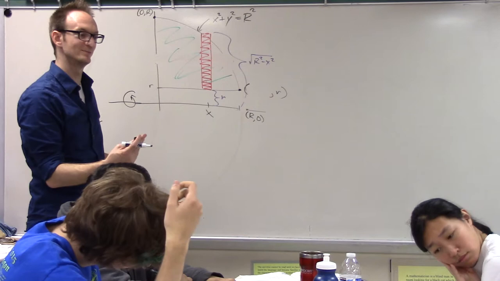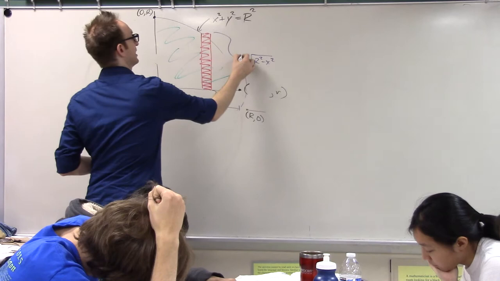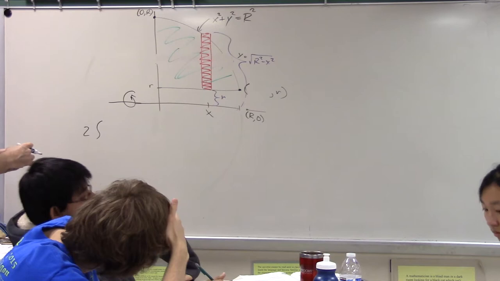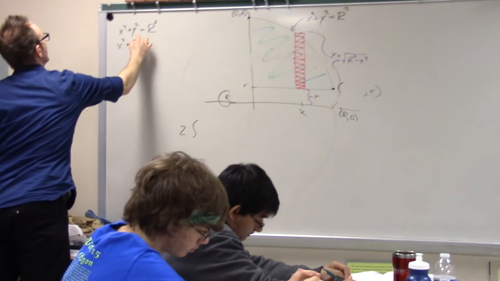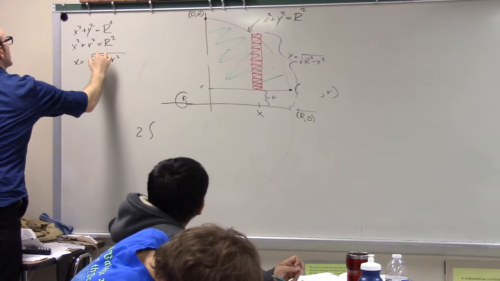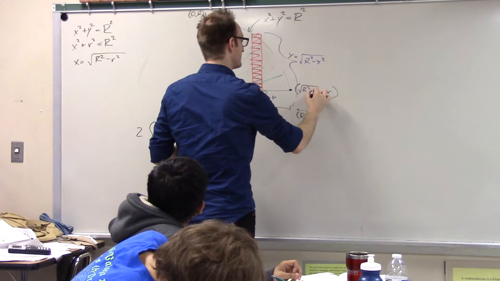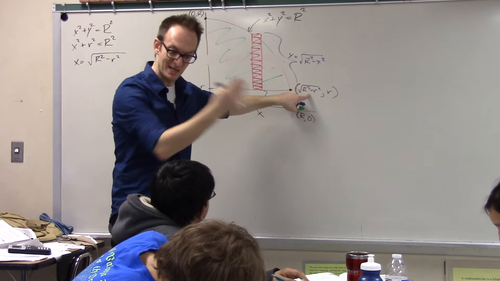Well, this is the curve y equals root big R squared minus x squared, so I need to take the equation x squared plus y squared equals big R squared, plug little r in for y, and solve. And the answer is that x is root big R squared minus little r squared. So this point is root big R squared minus little r squared comma little r. And that number here is the point I need to integrate to.